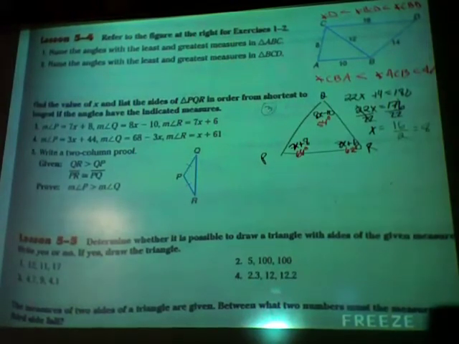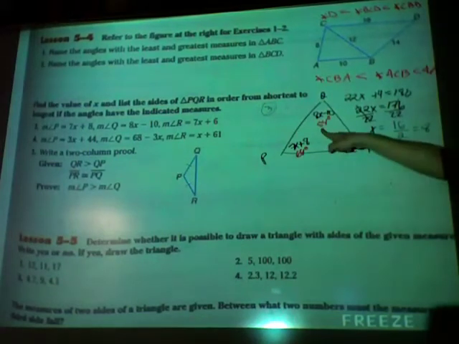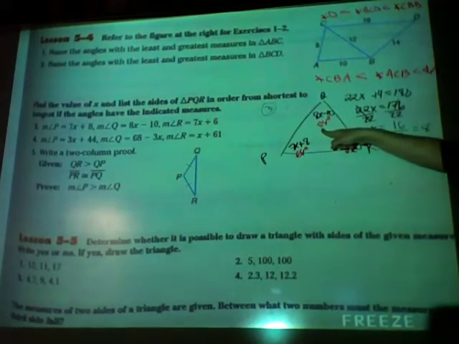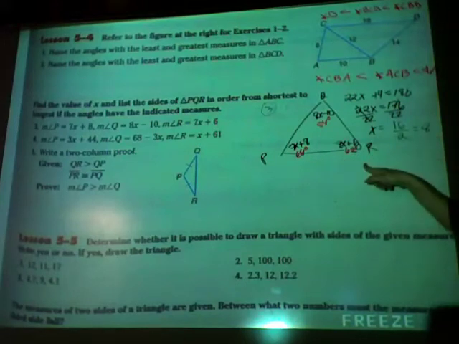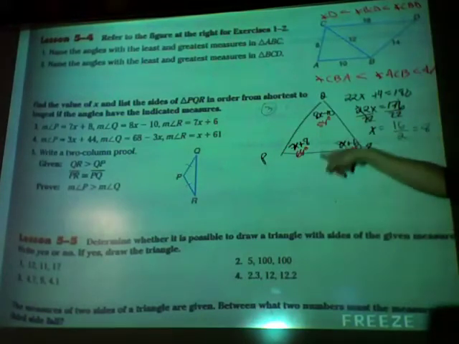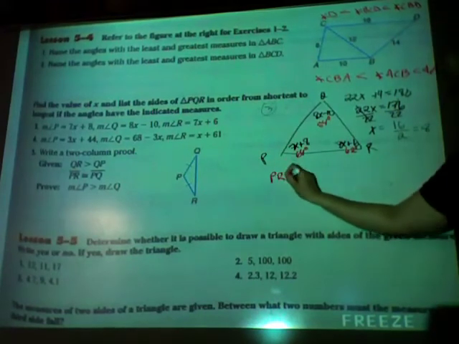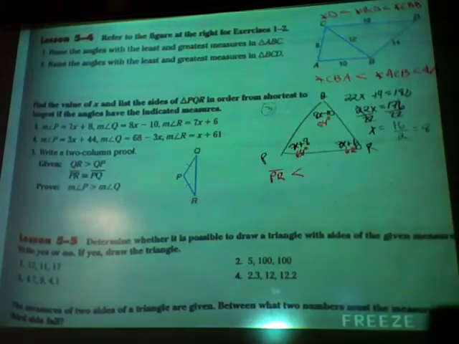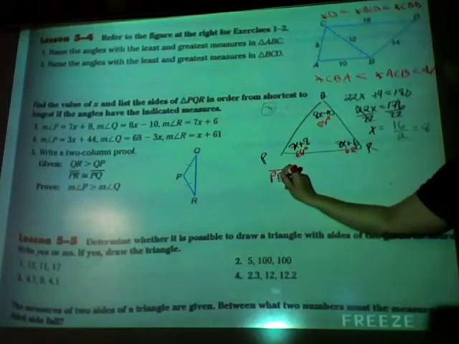So if they want the sides ordered from shortest to longest, what's my shortest side? What's my smallest angle? Q. What's the side opposite Q? So it's PR is my shortest side. You see how that's the side opposite? So I want PR to be my shortest side. So that's less than.